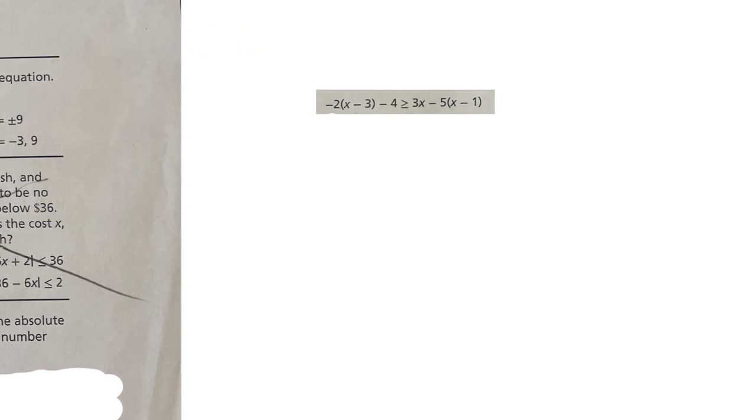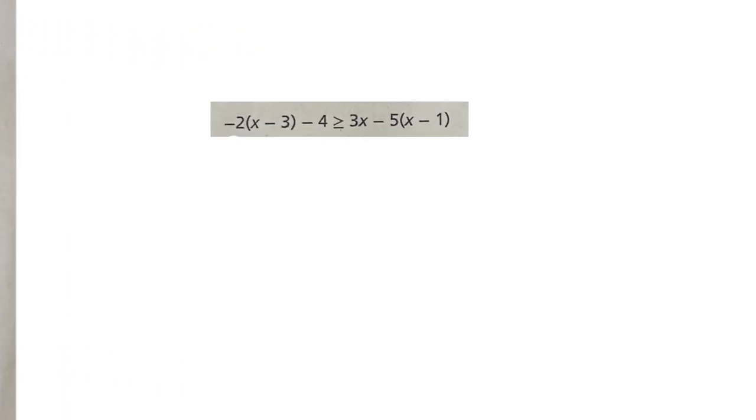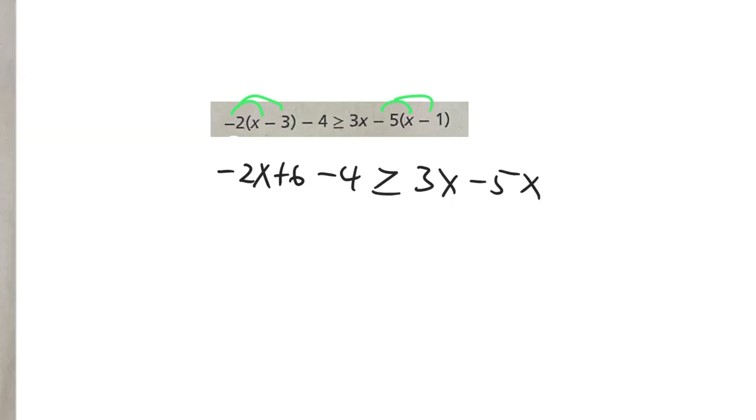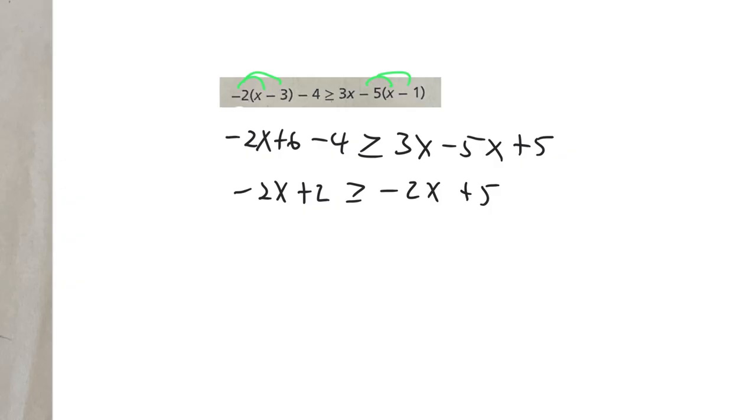So let's do that. Solve the inequality. So treat it like algebra. Distribute, distribute, distribute, distribute. Negative 2x plus 6 minus 4 greater than or equal to 3x minus 5x plus 5. Like terms gives us negative 2x plus 2 is greater than or equal to negative 2x plus 5. And then these cancel.